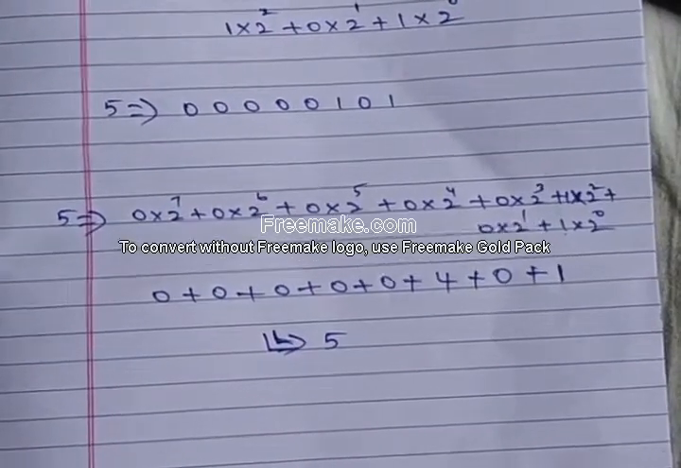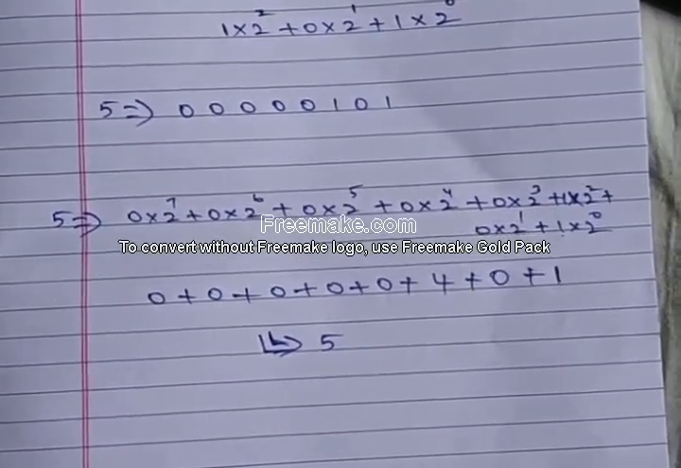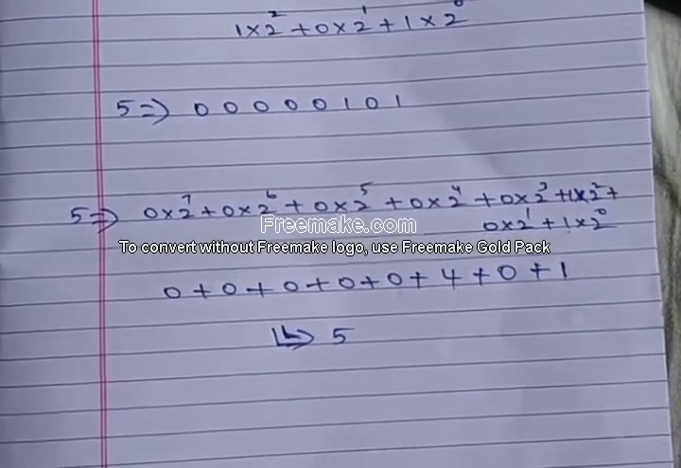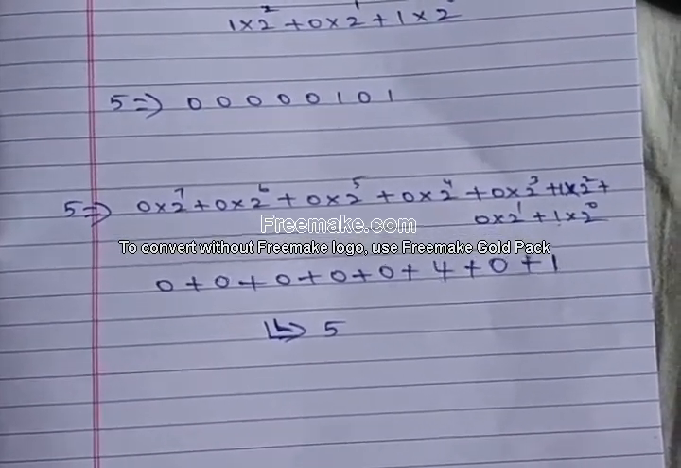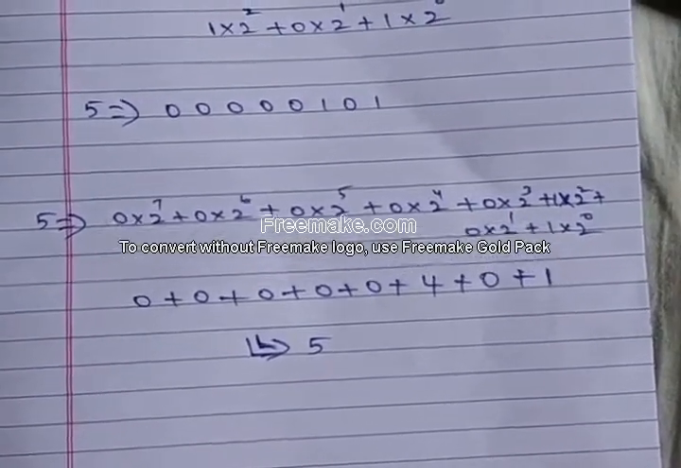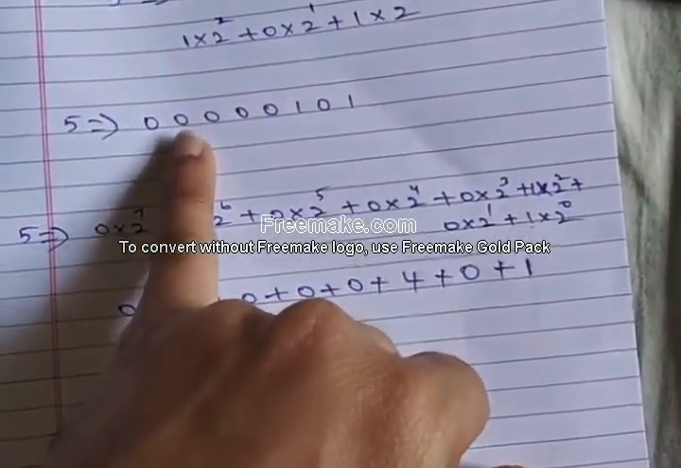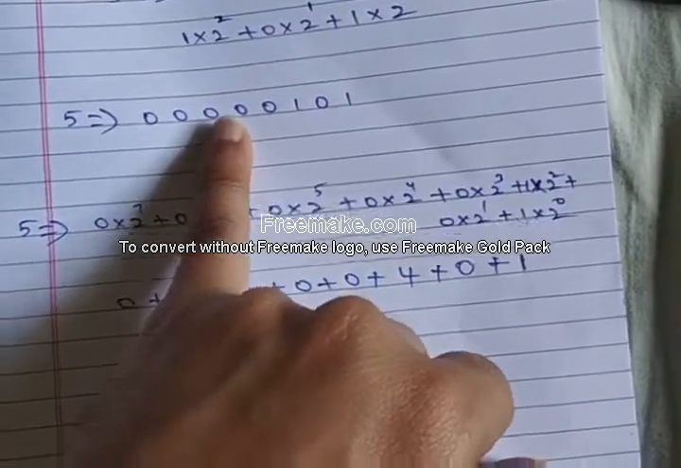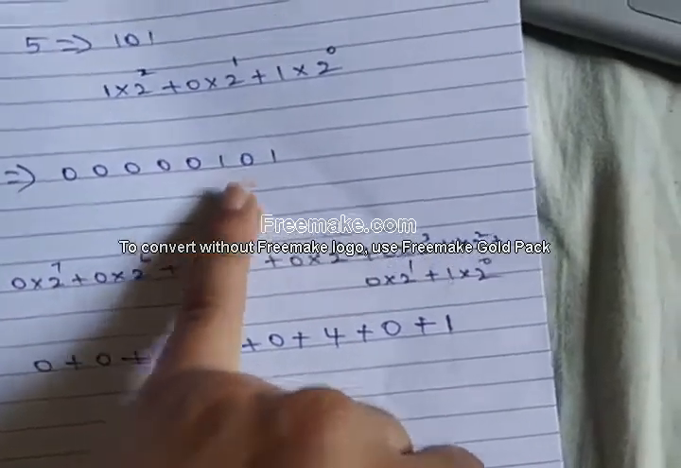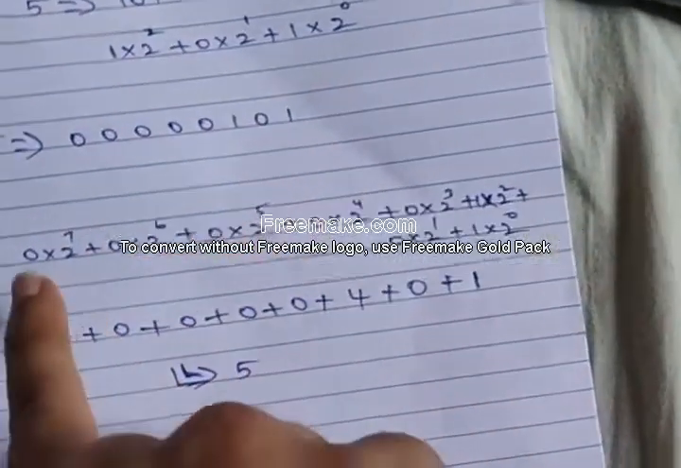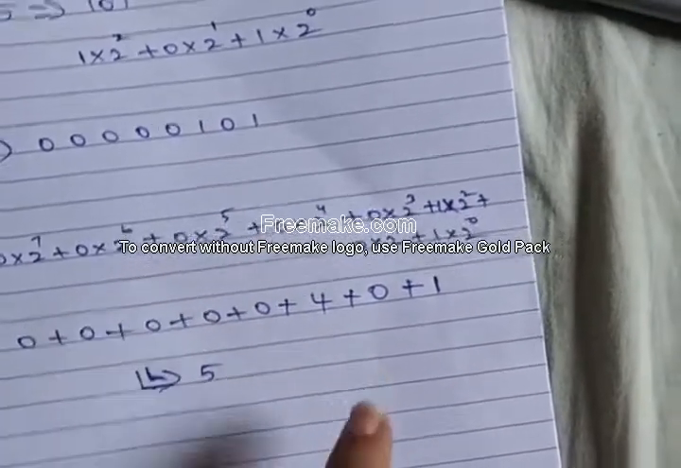There we divided by 2. Here we are going to multiply by 2. There we repeatedly divided by 2. Here we are going to repeatedly multiply by 2. First number into 2 plus second number into 2 plus third number into 2 plus fourth into 2, fifth into 2, sixth into 2, seventh into 2, eighth into 2. That is what we have done here.